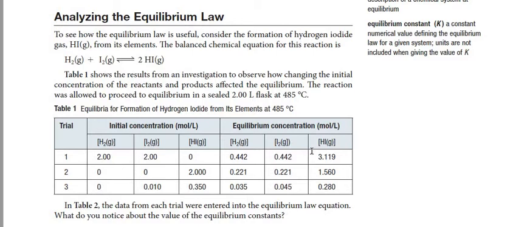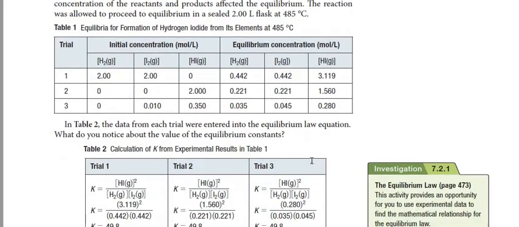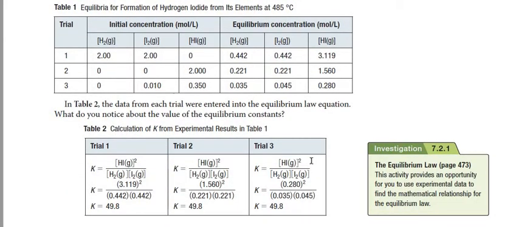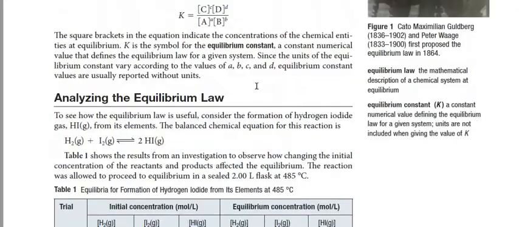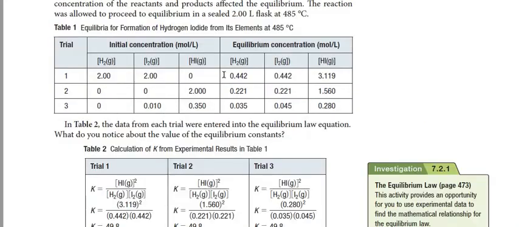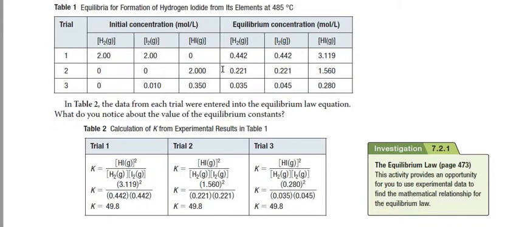In table 2, the data from each trial were entered into an equilibrium law equation, and what do you notice about the value of the equilibrium constant? So let's calculate each of them separately, based on the equation we had earlier, and we can calculate the K values for these three different trials. For the first one, we just substitute all these numbers: 3.119 squared divided by 0.44 times 0.44. The K value is 49.8.